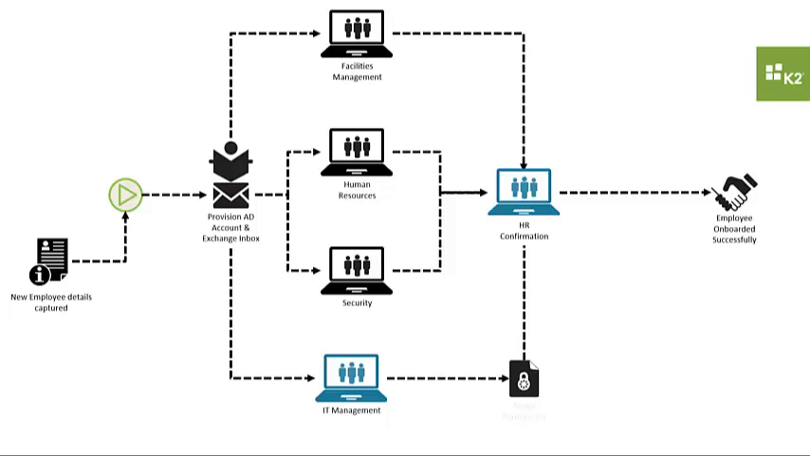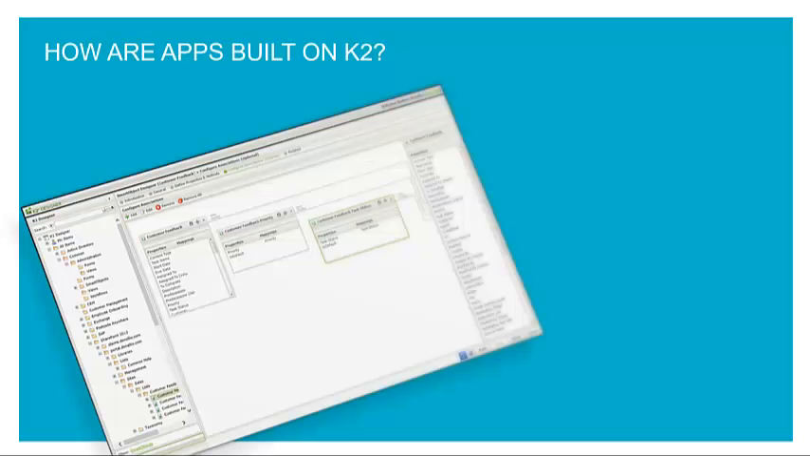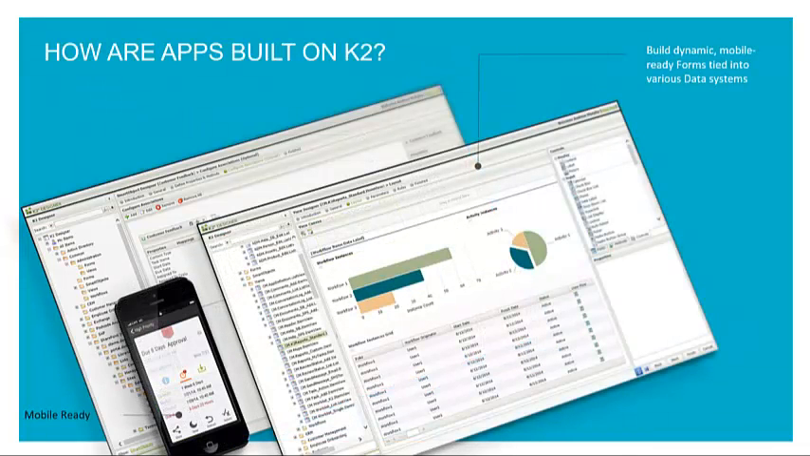Now that we've seen an example of what an application that's built on top of the K2 platform can look like, let's take a look at how some of those applications are built. Within the K2 platform, we offer rich interactive design experiences. These allow you to effortlessly design the connections to multiple different data systems that exist outside the K2 platform, and then allow you to reuse those data connections in things like forms that you build.